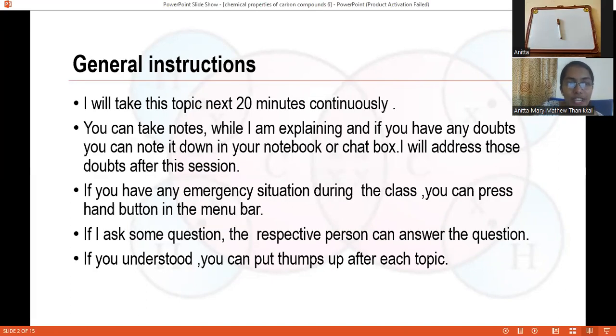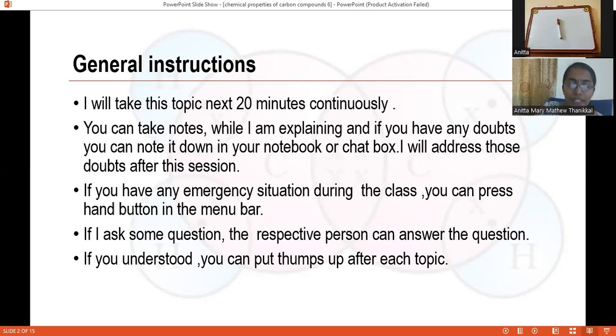Following are some general instructions regarding this topic. I will take this topic for the next 20 minutes continuously. You can take notes while I am explaining, and if you have any doubts, you can write them in your notebook or in the chat box. I will address those doubts after this section.